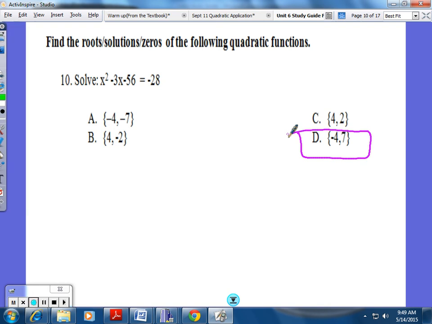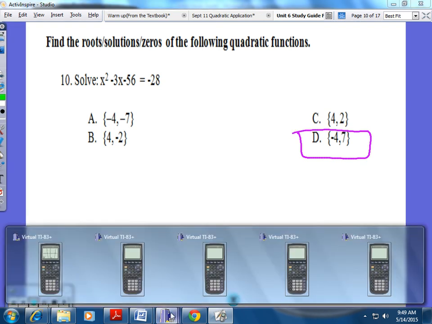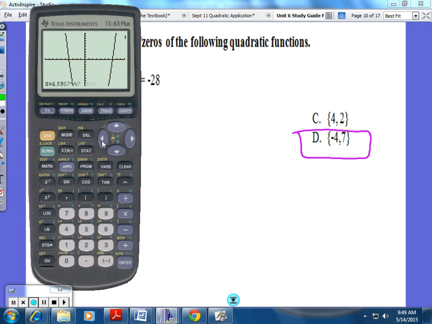Okay. Now the other answer they said is negative 4. So if you want to double check that one, you just use the left arrow key to go over to where it crosses the x-axis, and you see that that's approximately negative 4. So we know we're correct.